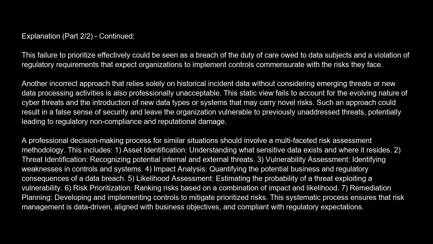5. Likelihood assessment, estimating the probability of a threat exploiting a vulnerability. 6. Risk prioritization, ranking risks based on a combination of impact and likelihood. 7. Remediation planning, developing and implementing controls to mitigate prioritized risks. This systematic process ensures that risk management is data-driven, aligned with business objectives, and compliant with regulatory expectations.